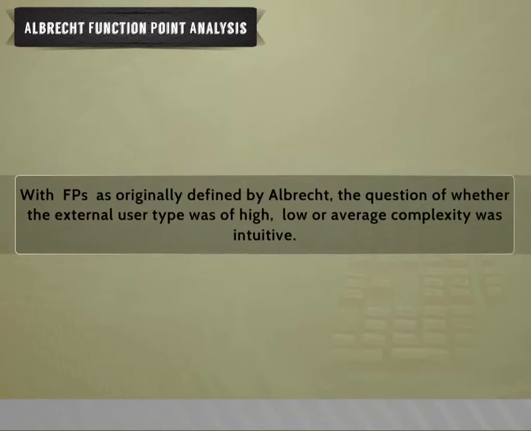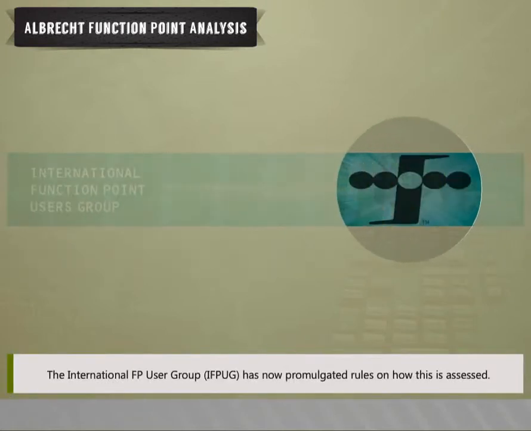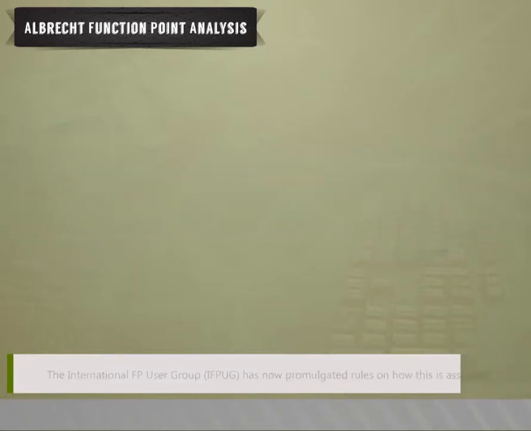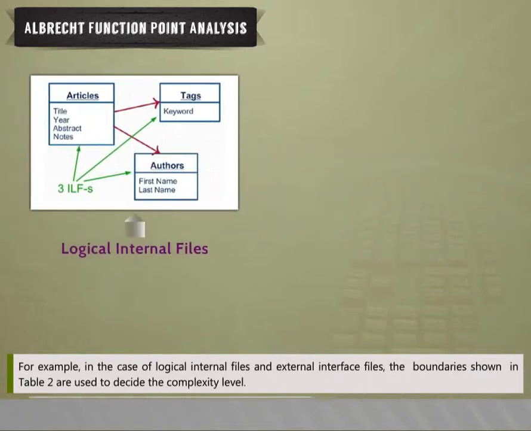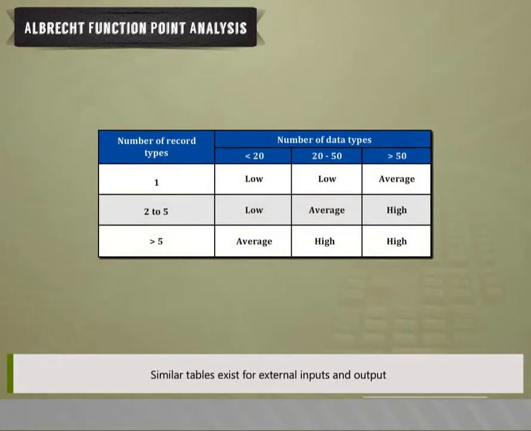With FPs, as originally defined by Albrecht, the question of whether the external user type was of high, low, or average complexity was intuitive. The International FP User Group, that is IFPUG, has now promulgated rules on how this is assessed. For example, in the case of logical internal files and external interface files, the boundaries shown in Table 2 are used to decide the complexity level. Similar tables exist for external inputs and outputs.